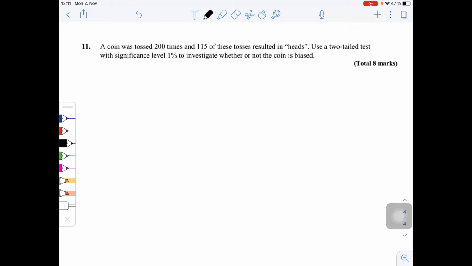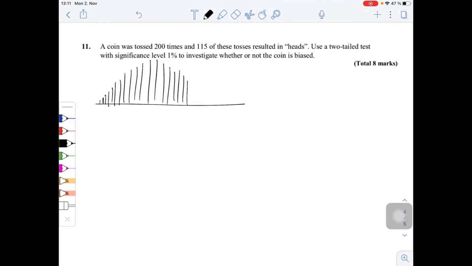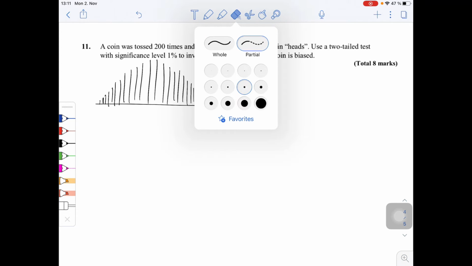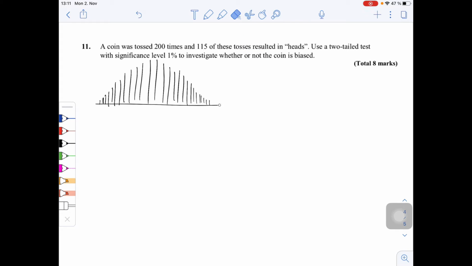So for our two-tailed test, right now it's binomial. That means this is a discrete random variable, right? It's not continuous. It's not talking about the area. It's something like this now. I think that there are 200 times over here. Okay, let me erase that part.